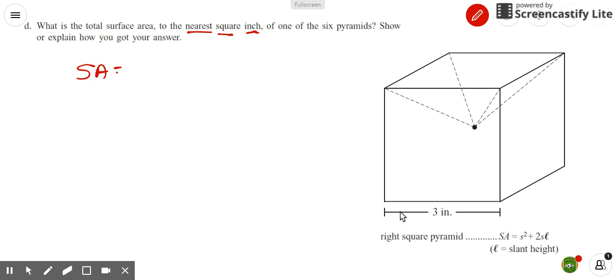So the surface area of a pyramid, off the math reference sheet, is s squared plus 2s L, where L is the slant height. So again, the side is 3, plus 2 times 3 times L. Now I need the slant height. Well, the slant height of a pyramid is the segment whose endpoints are the vertex of the pyramid and the midpoint of one of the sides. And it is perpendicular to the base.